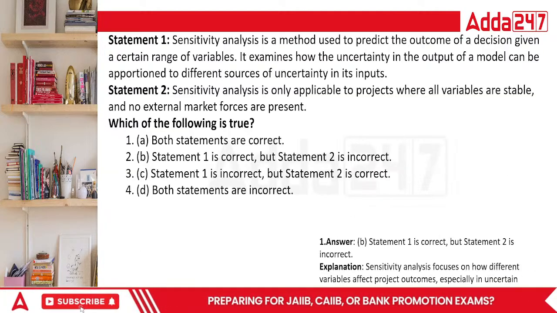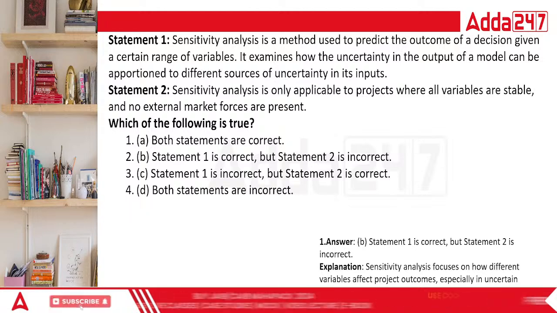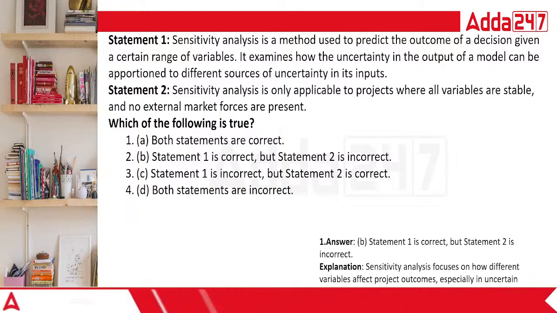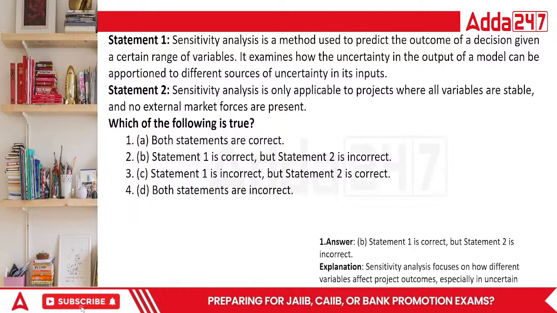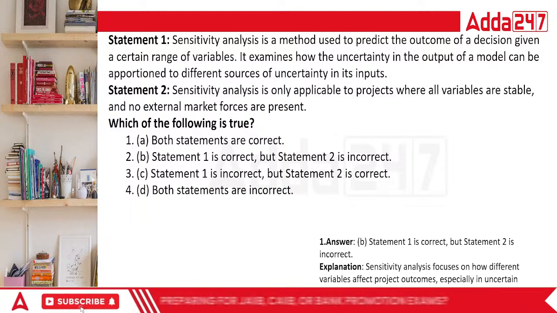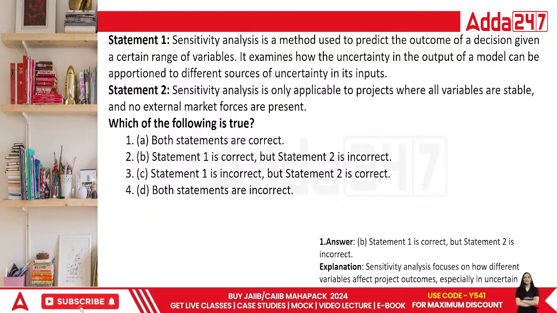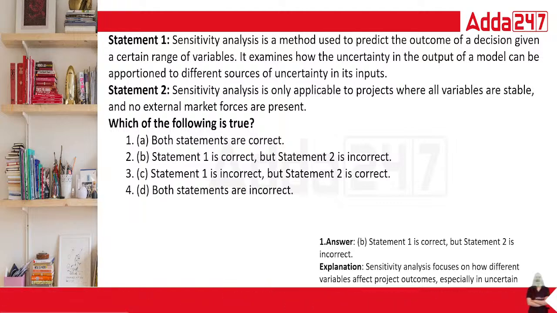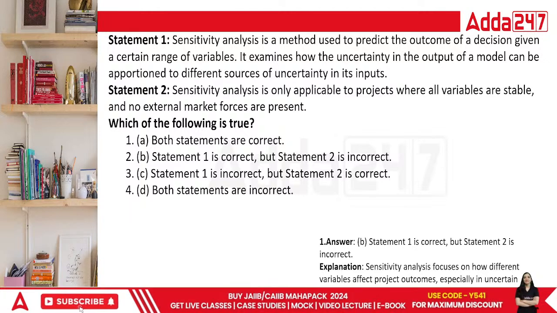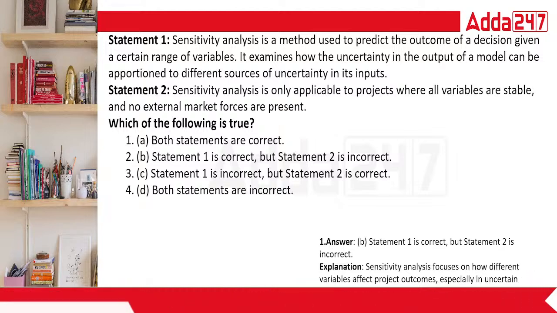The next question, the answer is already given, but let's talk about it. Sensitivity analysis is the method used to predict the outcome of decisions given a certain range of variables. It examines how the uncertainty in the output of a model can be apportioned to different sources of uncertainty in its inputs. Sensitivity analysis is only applicable to projects where all variables are stable and no external market forces are present. Which of the following is true, everyone?